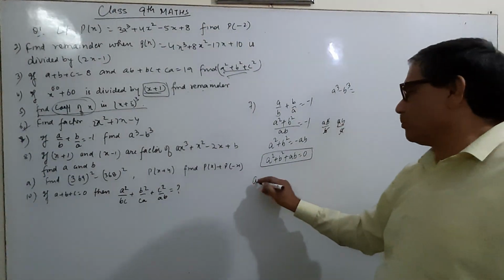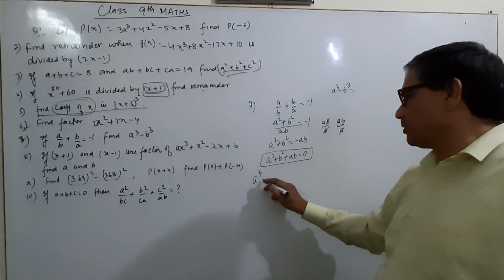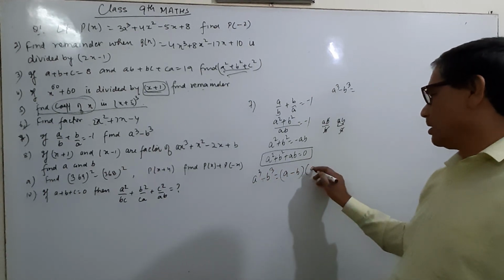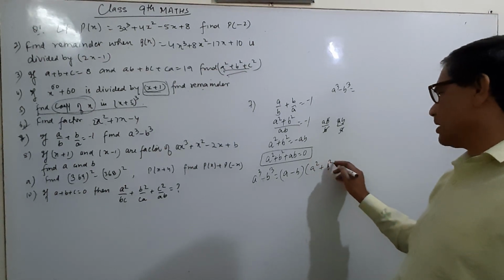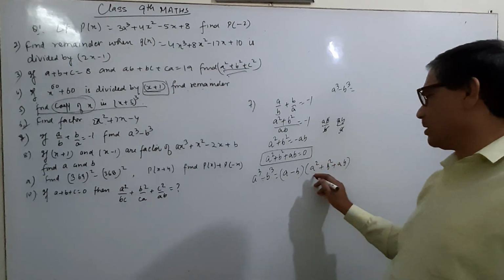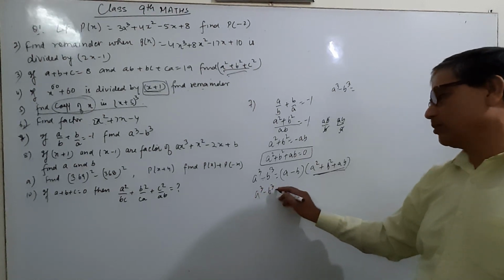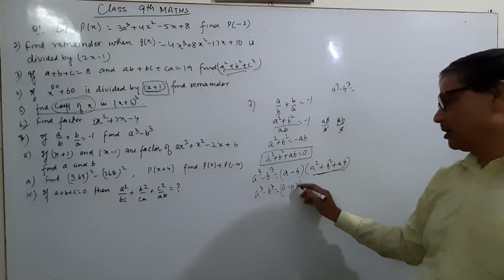Then a cube minus b cube, we have to find out this value. We know the formula: a minus b, a square plus b square plus ab. You know the formula, and this value is equal to 0. So that means a cube minus b cube is equal to a minus b times 0.